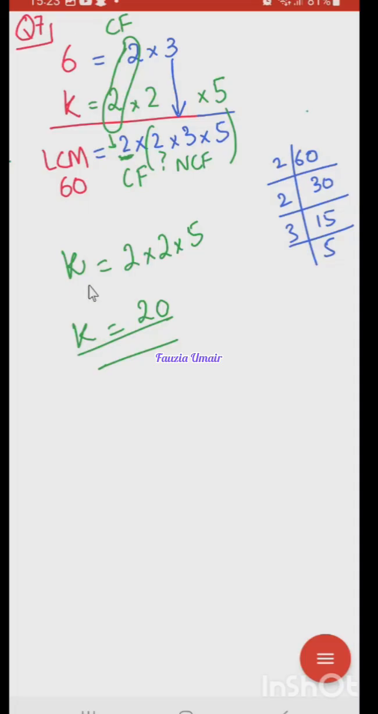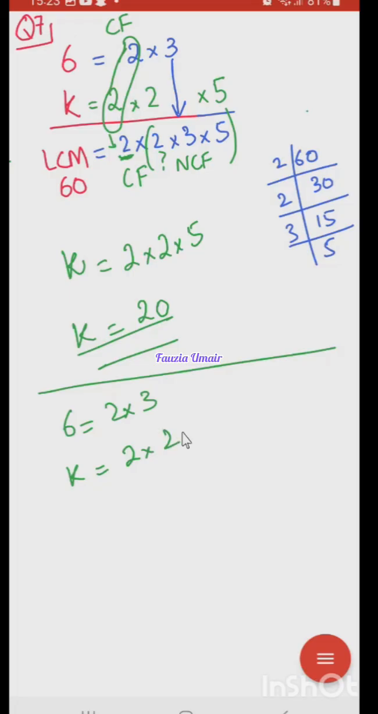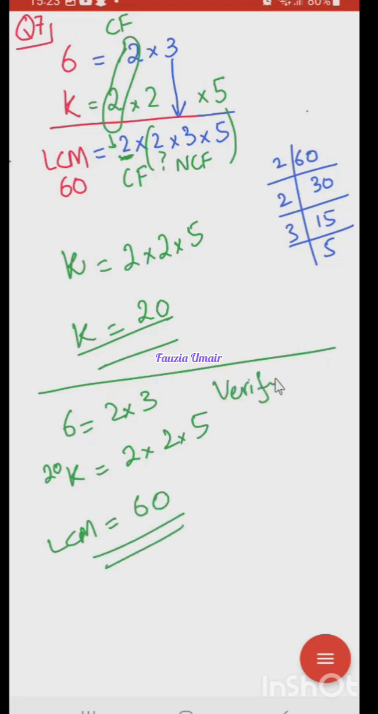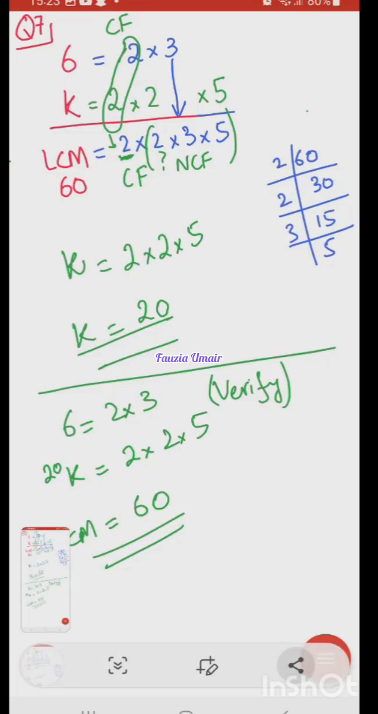Ma'am, now for verification we can do the multiples of 6 and 20. For verification we can just do it, because 6 is 2 into 3 and k is 2 into 2 into 5. This is 20 now, so 6 और 20 का वैसे भी आपको पता है LCM is 60. Yes. ठीक है, so this is verification. Very good. So you can always verify them also. ठीक है, so this was question number 7.